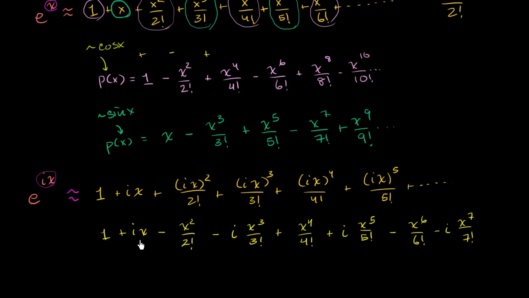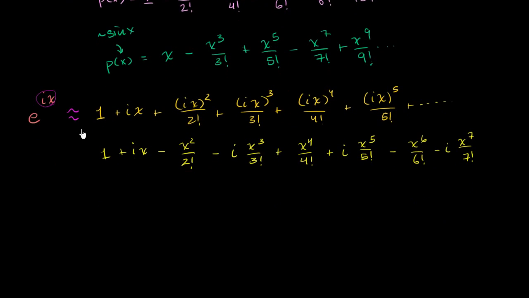Some of them are imaginary. They have an i. They're being multiplied by i. Some of them are real. Why don't we separate them out? So once again, e to the ix is going to be equal to this thing, especially as we add an infinite number of terms. Let's separate out the real and the imaginary terms. So this is real. This is real. This is real. And this right over here is real. And obviously we can keep going on with that. So the real terms here are 1 minus x squared over 2 factorial plus x to the 4th over 4 factorial.